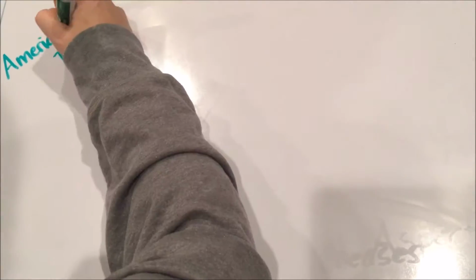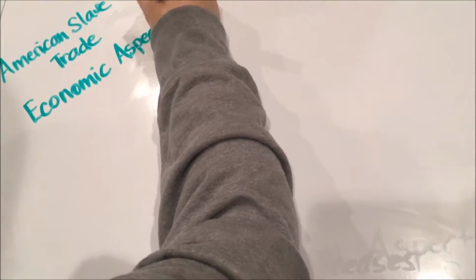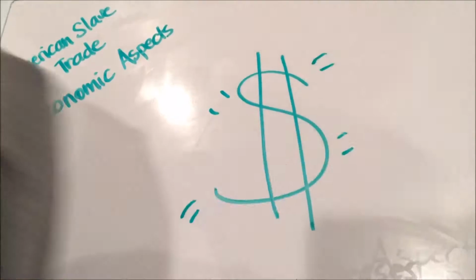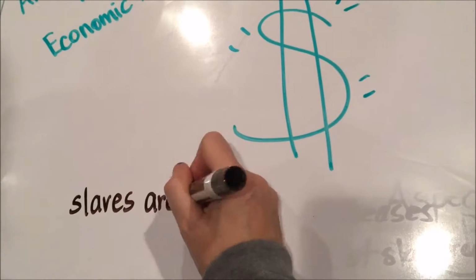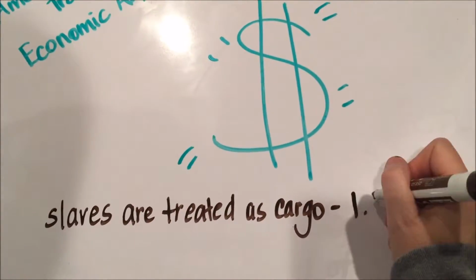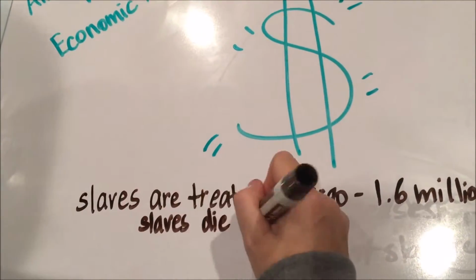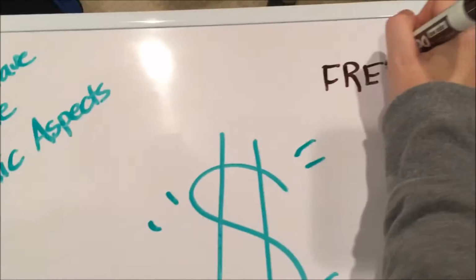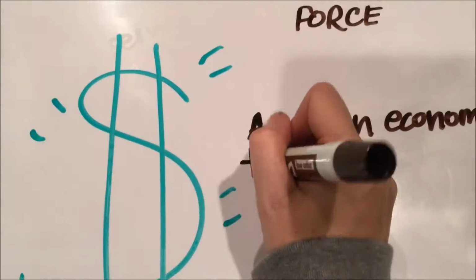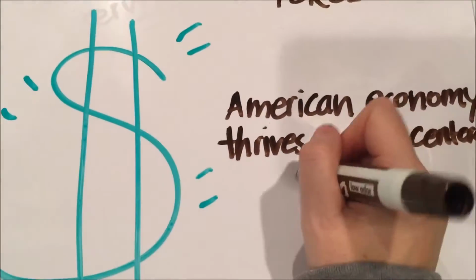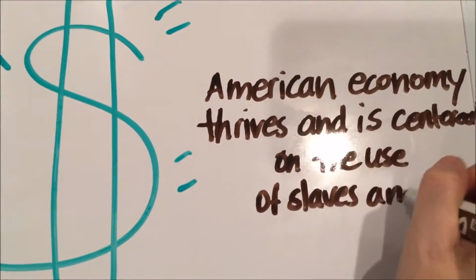The main economic purpose for the American slave trade was, of course, money, because who doesn't like money? People who were enslaved were treated horribly, as if they were cargo. They were treated so bad that about 1.6 million of them died in transit to the Americas. The reason people needed slavery was because of a free labor force, and that made the American economy center around it.